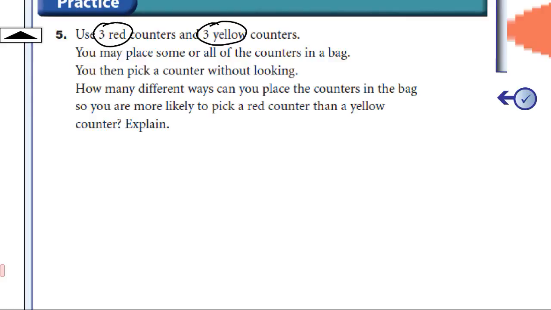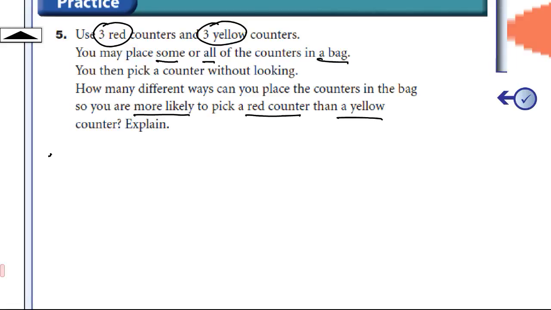You may place some or all of the counters in a bag, so a single bag. Then you pick a counter without looking. How many different ways can you place the counters in the bag so you are more likely to pick a red than a yellow? So let's look at one example here.